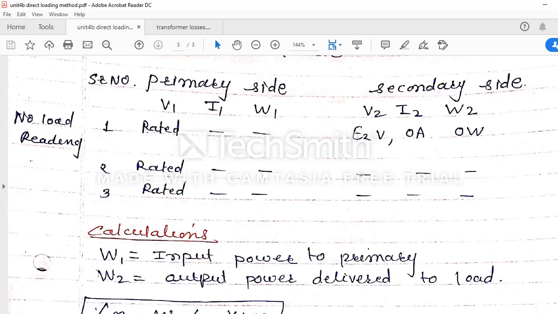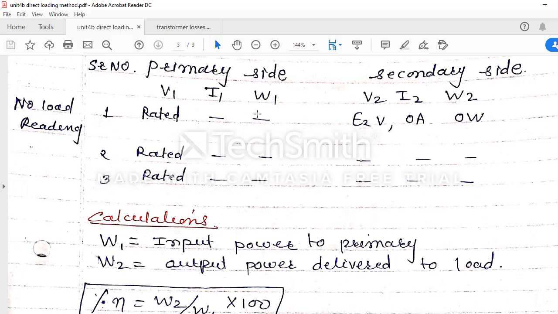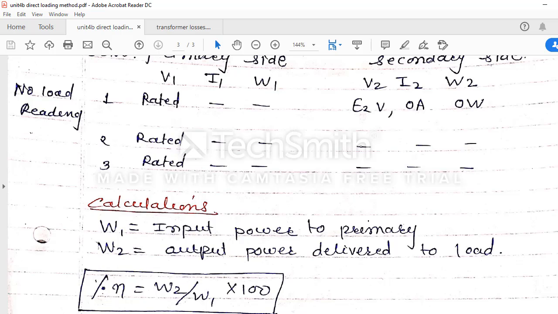Now, the calculation. We know that W1 is the input power to the primary, and W2 is the output power delivered to the load. Now, what is the efficiency formula? Efficiency is output power upon input power. So here you will get the W2 value and W1 value, and you can directly write W2 upon W1 into 100. So you will get the percentage efficiency.